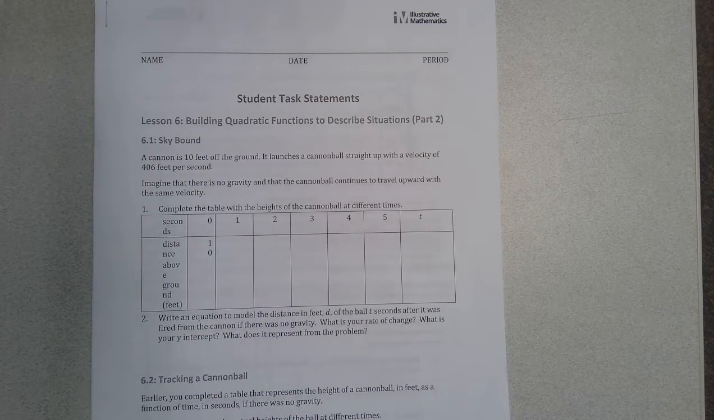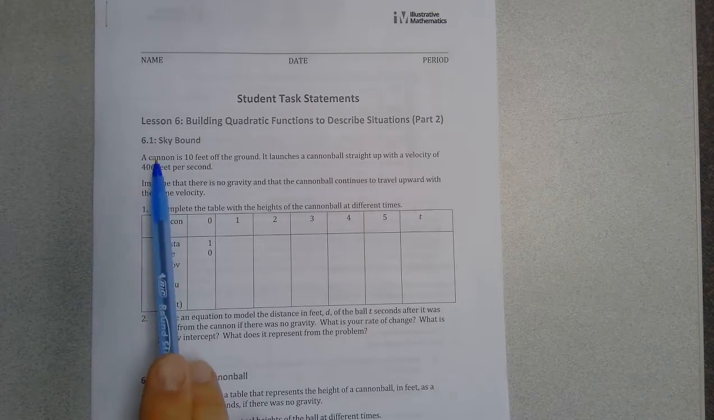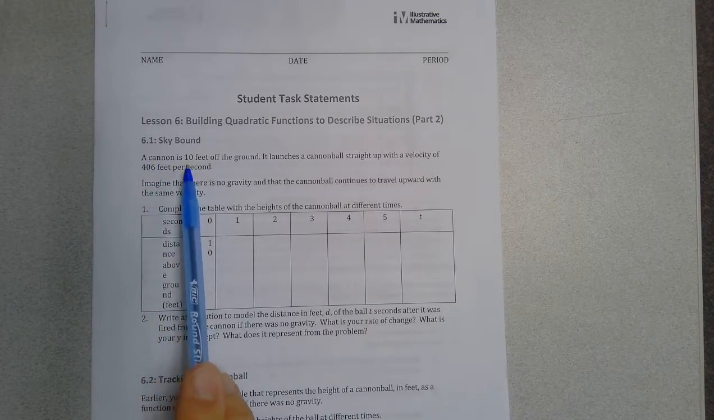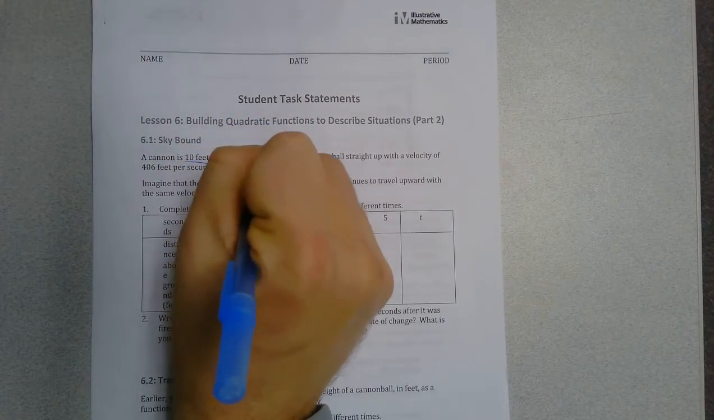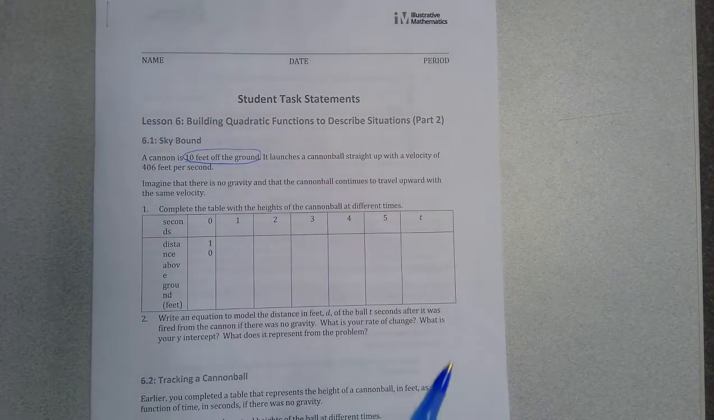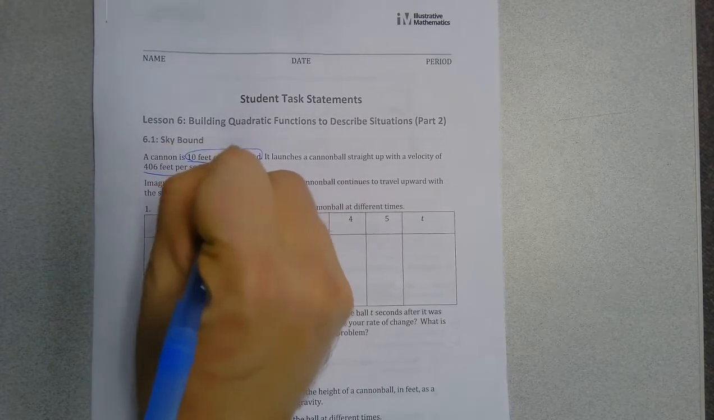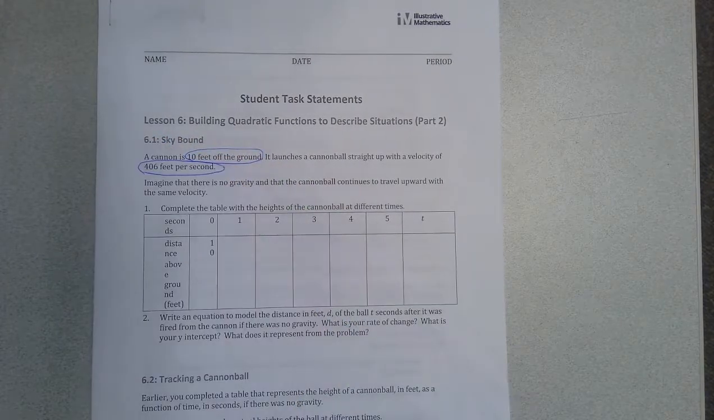Imagine that there's no gravity and that the cannonball continues to travel upwards with the same velocity. So I imagine Pirates of the Caribbean, pirates with a cannon, and they shoot it straight up in the air, which isn't very smart. It's probably going to come back down on Earth. However, in this situation, we see there's no gravity. So I see that we have 10 feet off the ground. That seems important. And the velocity is 406 feet every second.